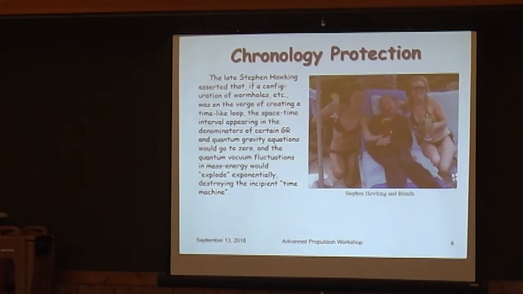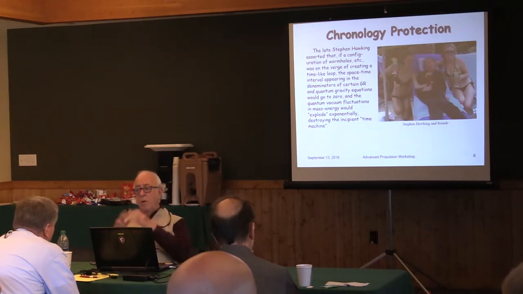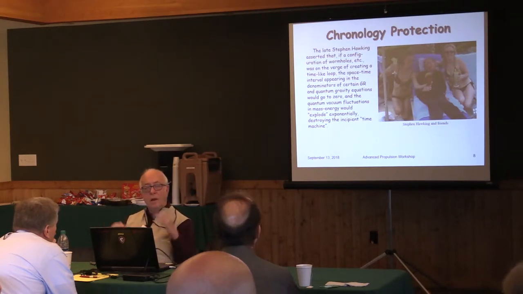Okay, Stephen Hawking didn't like this idea, and he suggested that there are equations in the interface between general relativity and quantum electrodynamics, in which there are certain intervals involving the separation between two things. If you let these space-time intervals go to zero, you divide by zero and the equation blows up. So he suggested that the result would be that the fluctuations in the quantum vacuum would become larger and larger as you approach this situation where you're making a time machine, and they would essentially cause a quantum explosion which would destroy the apparatus and you wouldn't be able to make your time machine.